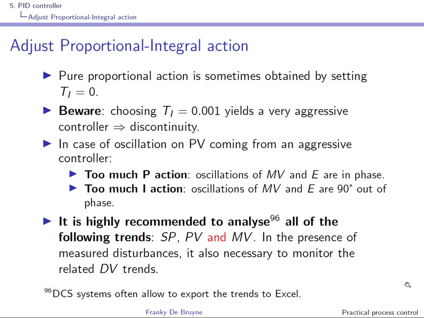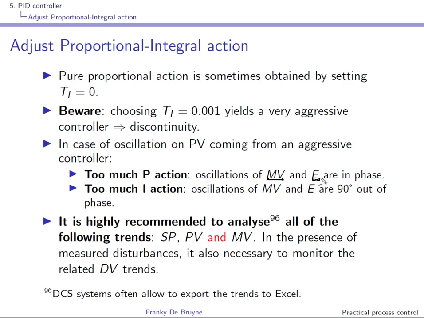It might be that when you're tuning a controller, you end up in a situation in steady state where you see an oscillation on PV resulting from an aggressive control. You would like to know if this oscillation is coming from too much proportional action or from too much integral action. What you can do is look at the oscillations of MV, the manipulated value, and also the output of the controller, and the oscillations of the control error, set point minus PV, and the control error is of course the input of the controller.